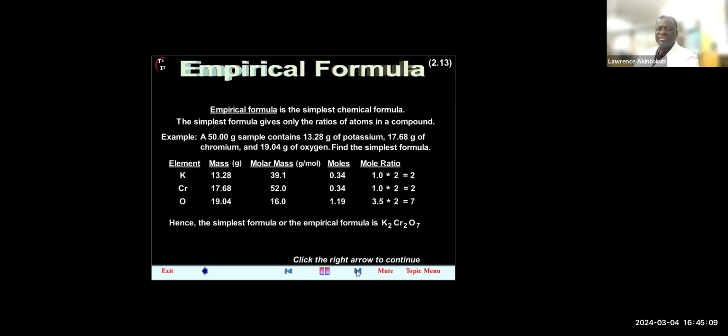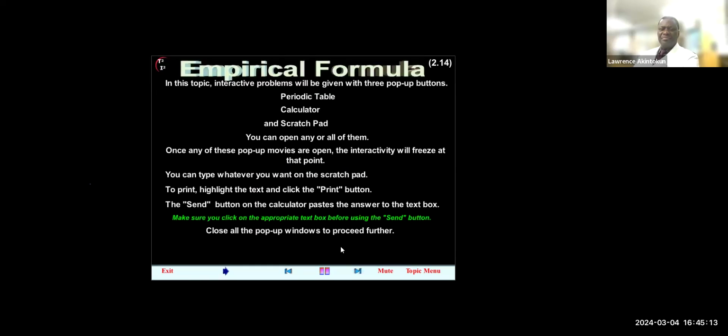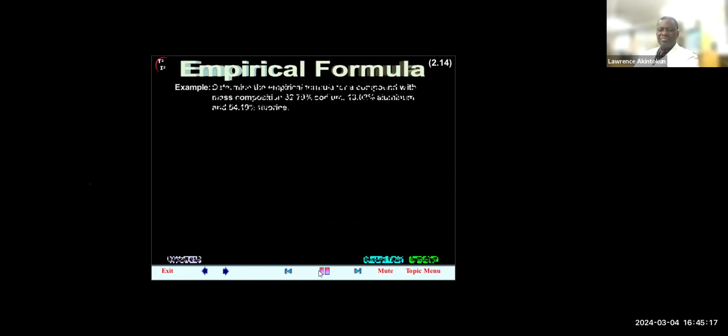All right, so let's go to the interactive section. Example: determine the empirical formula for a compound with mass composition 32.79% sodium, 13.02% aluminum, and 54.19% fluorine. Note, percent means consider 100 grams of the compound.